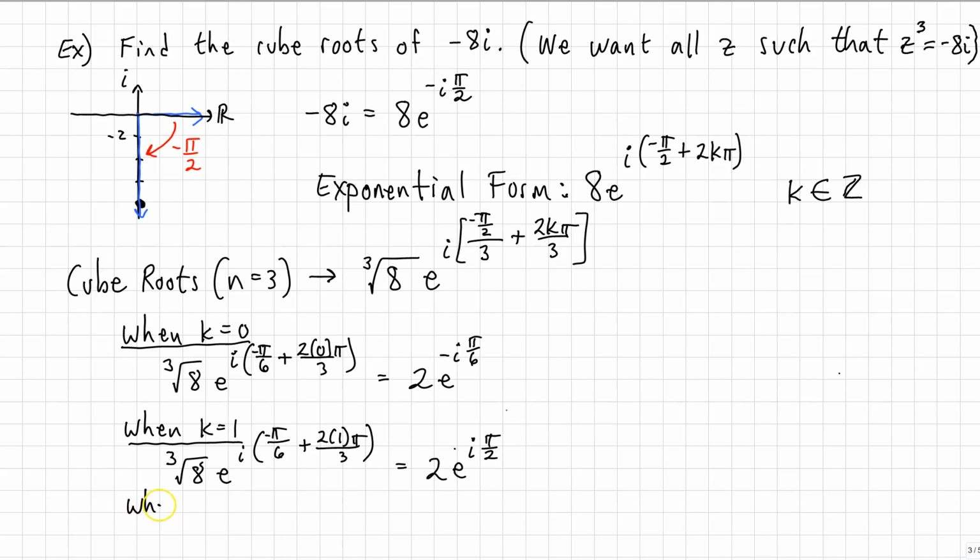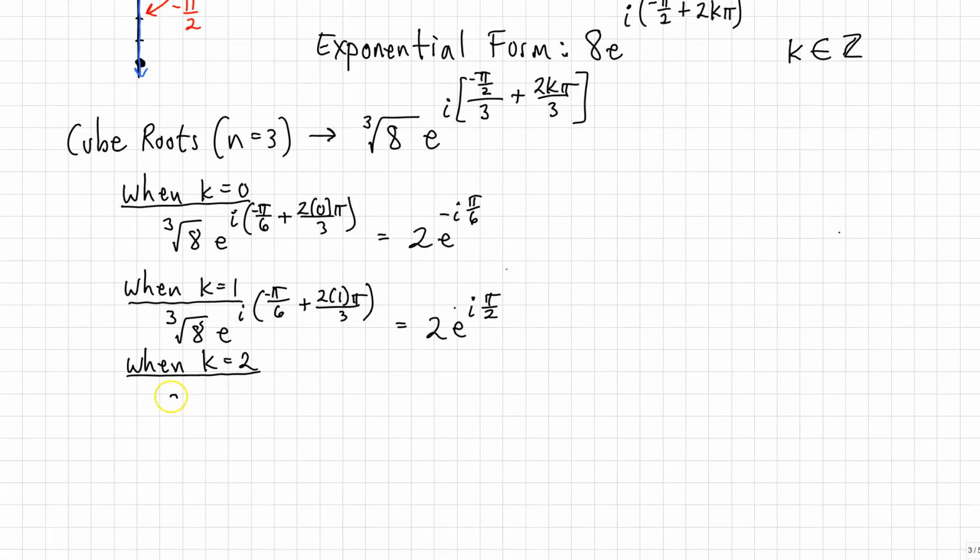And then let's do when k equals 2 and see what we get. So we get cube root of 8 e to the i negative pi over 6 plus 2 times 2 pi over 3, which comes out to be 2e. Let's see, that would be 7 pi over 6. So it would be i times 7 pi over 6. So that'd be another cube root of negative 8i.